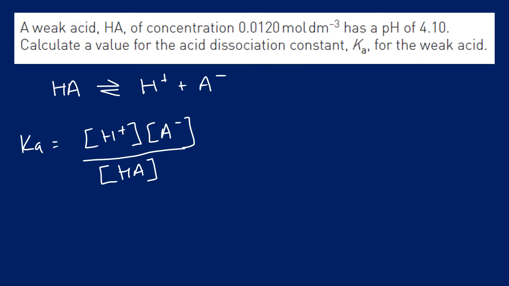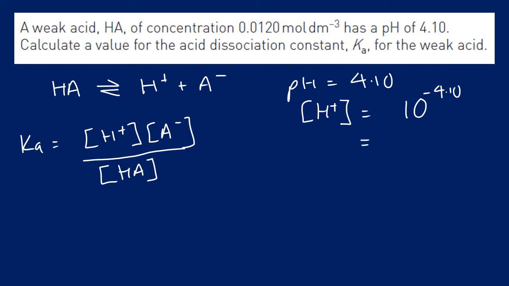And we know that the pH is 4.1. That means we can determine the H plus concentration from this, which is 10 to the minus 4.1, which on my calculator is 7.943 times 10 to the minus 5. So we know the H plus concentration. We also know that the A minus concentration will be equal to the H plus concentration, so they're both 7.943 times 10 to the minus 5.